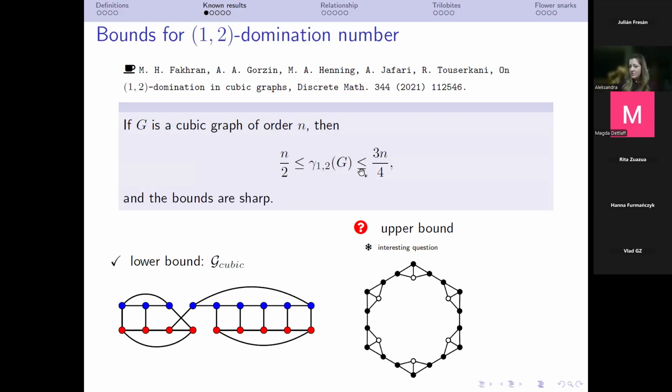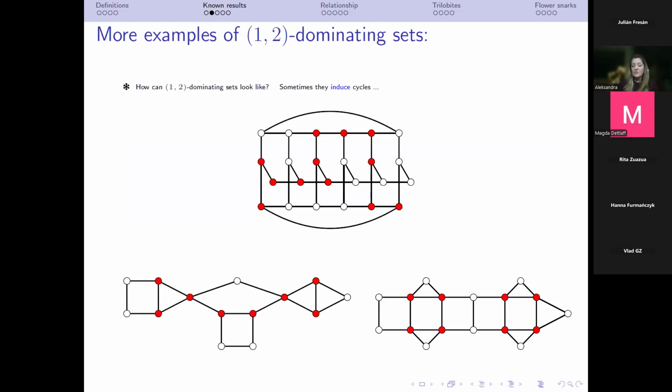And I found the characterization of graphs which attain the upper bound interesting, as an interesting question. And then I showed this problem to my colleague, Ria. And then we started to ask ourselves, how can 1-to dominating sets look like?